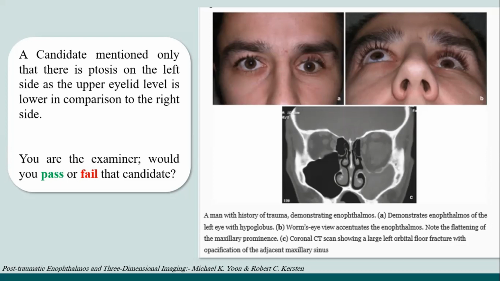So here the candidate mentioned only ptosis, which is considered a pseudo, but he missed ophthalmos. If you are the examiner, you would fail that candidate. And whenever you fail a candidate, you have to justify why you failed the candidate because he missed the most important sign, the dangerous sign.